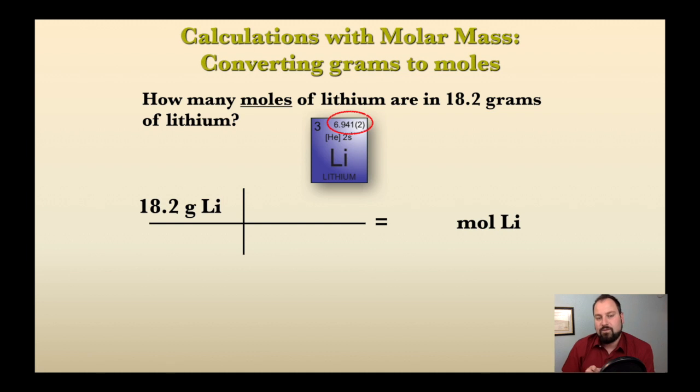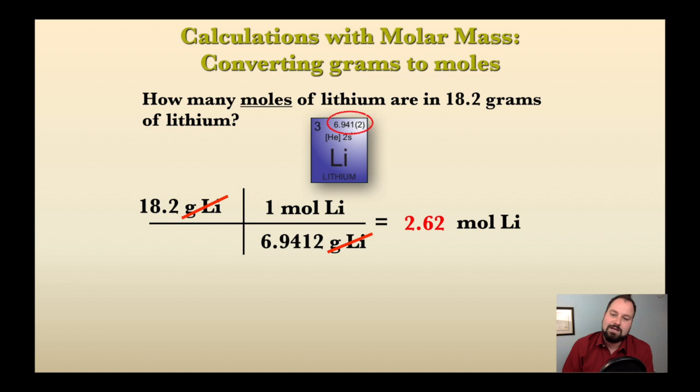And so for this, once again, 6.941(2) is grams per mole, but we want grams on the bottom, so that means that 6.941(2) is going to end up on the bottom so that the grams and grams cancel out, which means moles on the top. And now we can cancel these and that gives us an answer of 2.62 moles of lithium. So far, so good.